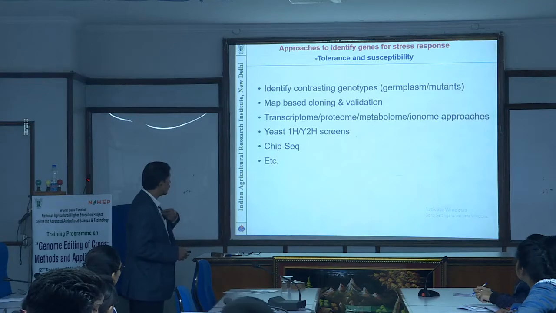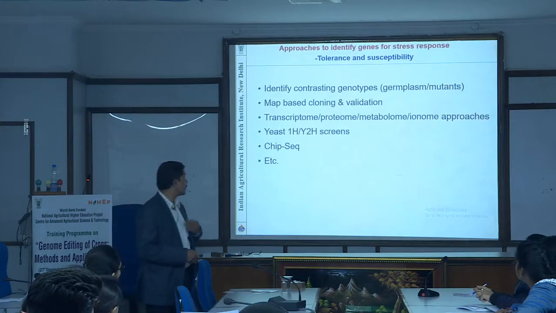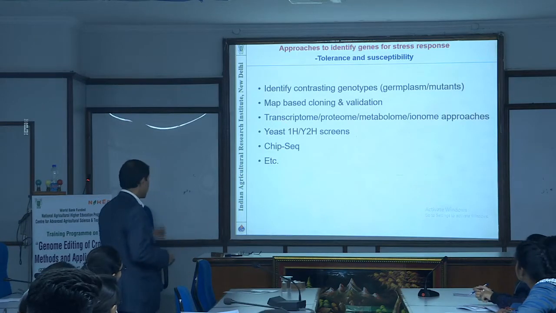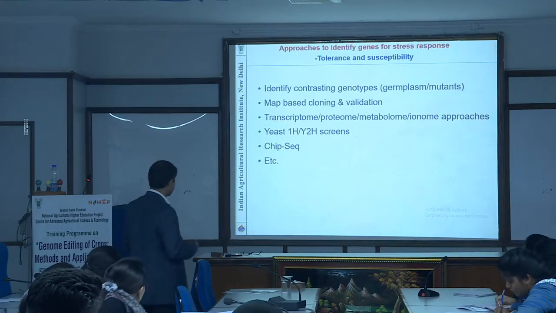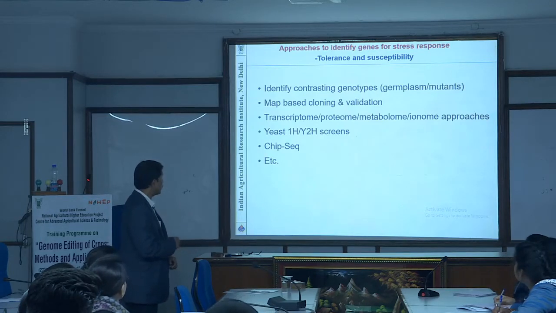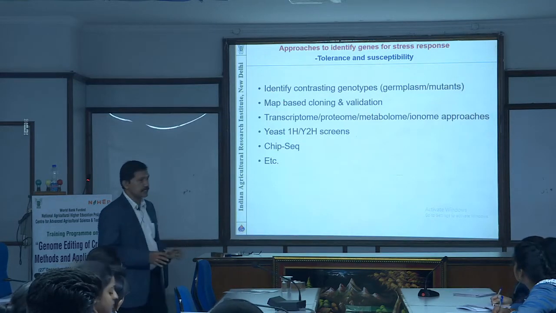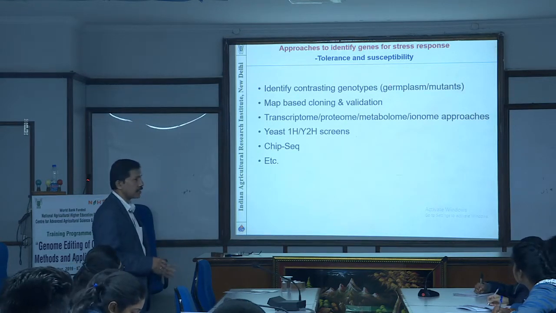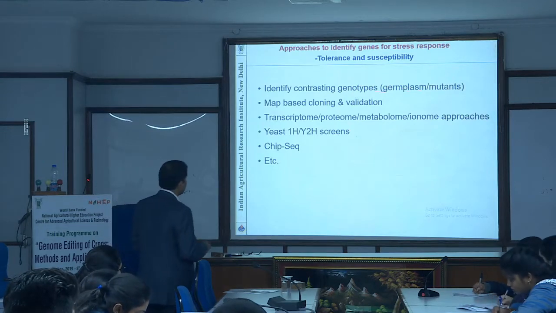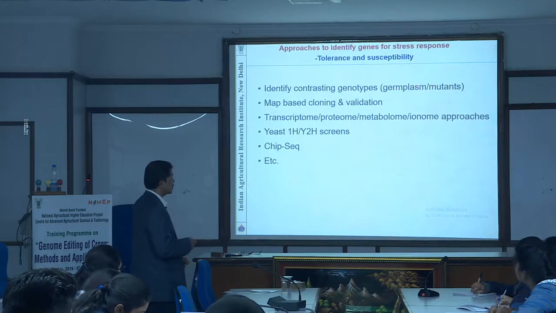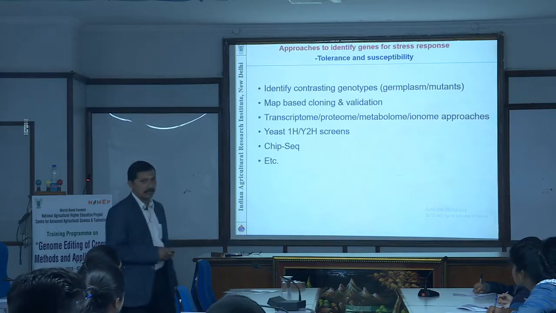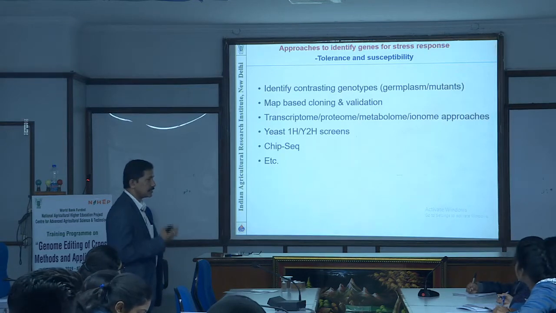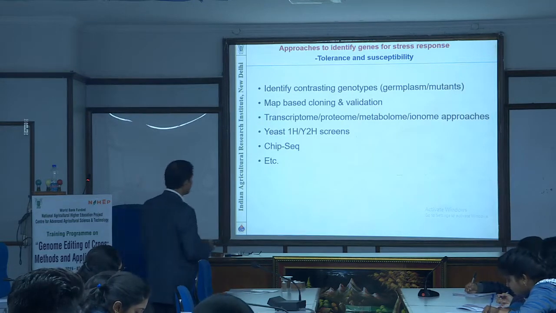So what are the different approaches for identification of the genes for stress tolerance or susceptibility? These are some of the approaches I have put. There may be many more. The most important one is you have to precisely phenotype to identify the genotype or mutant which is tolerant or sensitive. That is the key. Once you have a germplasm which is clearly tolerant or sensitive, then you will be able to identify the genotype, that is the gene or mutant, that causes it.